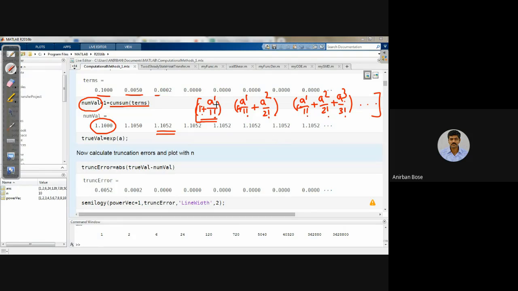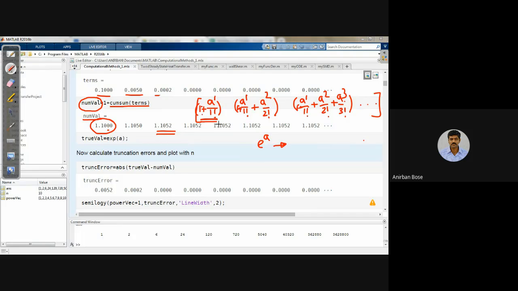So now if you calculate the numerical value of that, it is basically the numerical value of e to the power a considering n is equal to 1, n is equal to 2, n is equal to 3, n is equal to 4, like that up to n is equal to 10. And these are the numerical values.